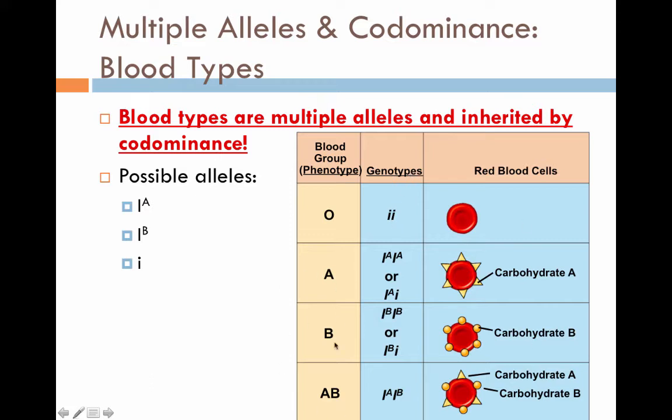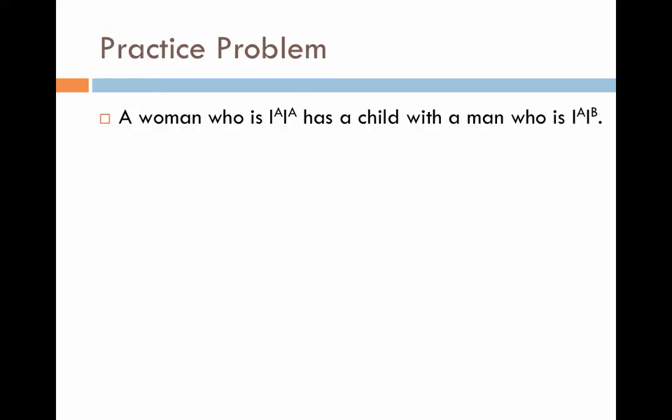You don't have to memorize all this, but the point of me showing you this is that there are multiple alleles, more than just 2. Therefore, it's a type of multiple allele inheritance. Let's try a practice problem.